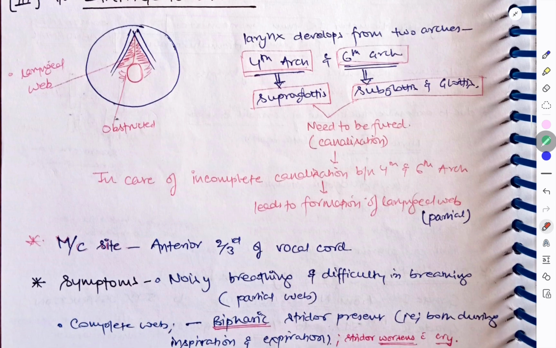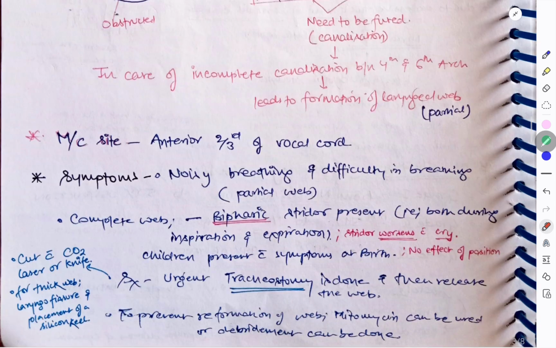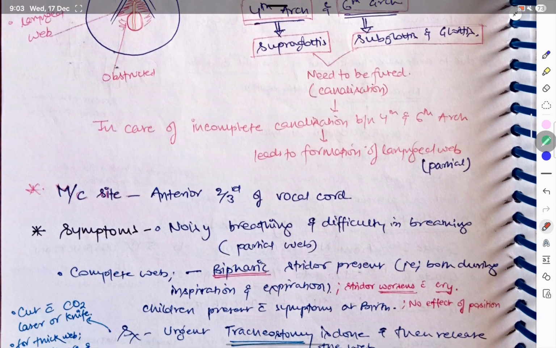Symptoms will simply be noisy breathing and difficulty in breathing, because with a partial web the space is reduced, or you can say obstructed. In case of a complete web, if the whole airway from ear to ear is obstructed, then we'll have biphasic stridor, that is present both during inspiration and expiration.